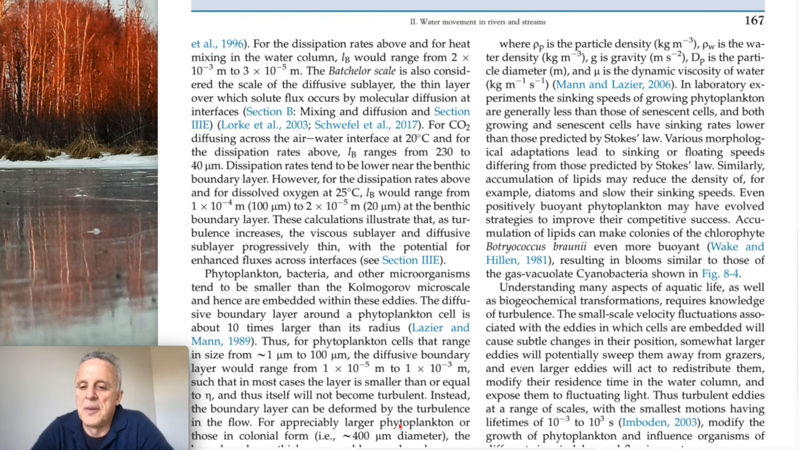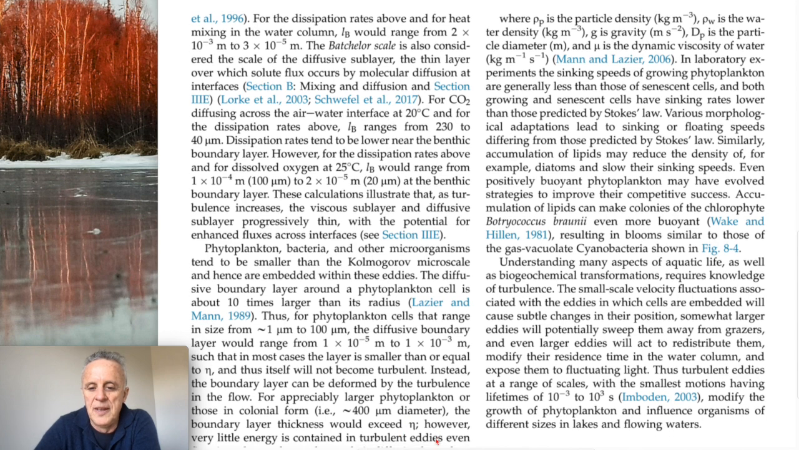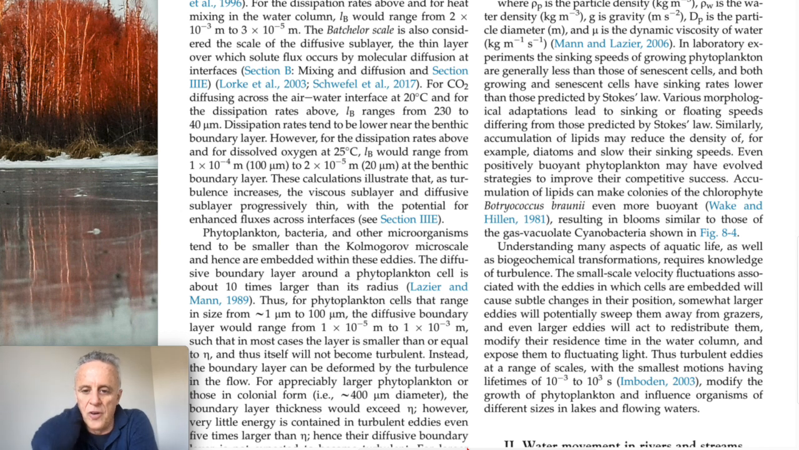In laboratory experiments, the sinking speeds of growing phytoplankton are generally less than those of senescent cells, and both growing and senescent cells have sinking rates lower than those predicted by Stokes' law. Various morphological adaptations lead to sinking or floating speeds differing from those predicted by Stokes' law. Similarly, accumulation of lipids may reduce the density of, for example, diatoms and slow their sinking speeds.